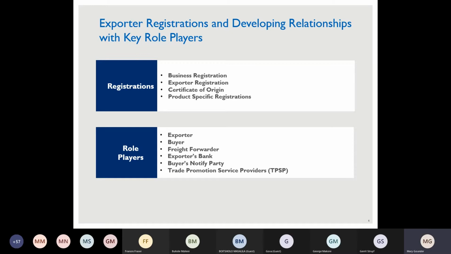You'll need to have a relationship with your buyer's notified party, because they will be the people that you actually may send the goods to. So it could be their freight forwarder and so on.